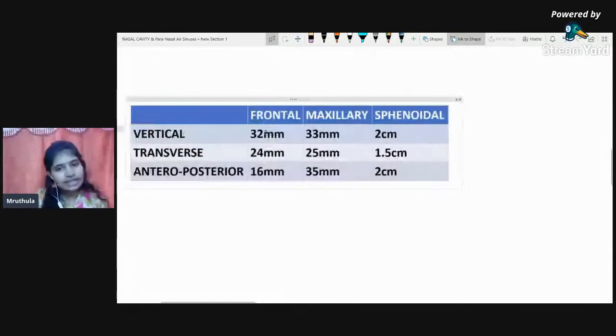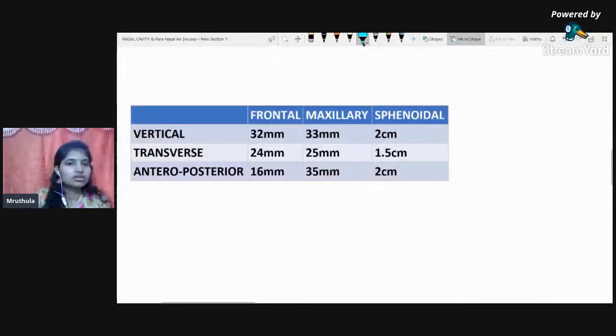You need to memorize these numbers, because once this has been asked in your 10-mark question as a subdivision, the measurements of the sinuses. So we have mentioned the numbers here. This is a standard value, but there can be varied values given in different books, so you can follow the particular value which is followed by your college.